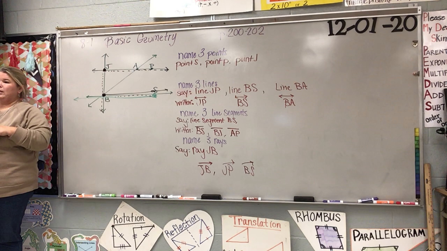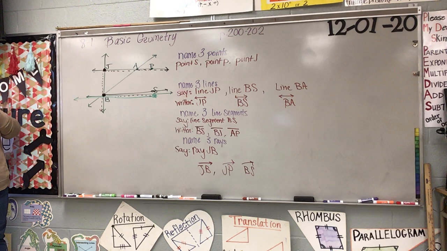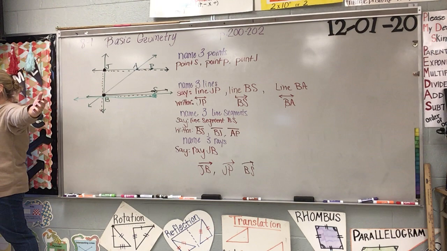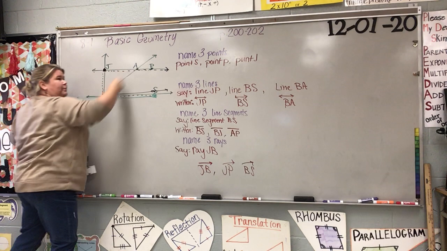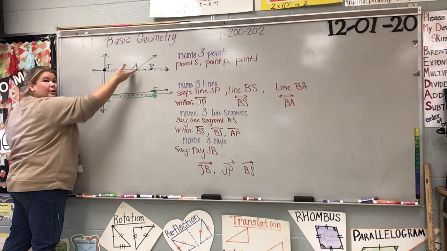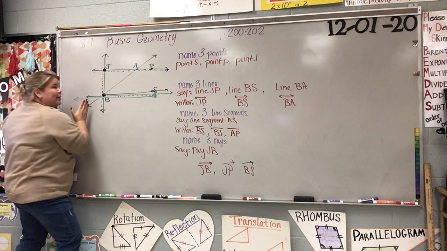Miss Skinner, I got another one. Tell me. B and A. B A. Oh, what is it? An array, a line segment, or a line? It could be all three. I could say line B A, that means all of it. I could say line segment B A, and I'm just talking about from here to here. It could be ray B A, meaning starting at B and going way past A.